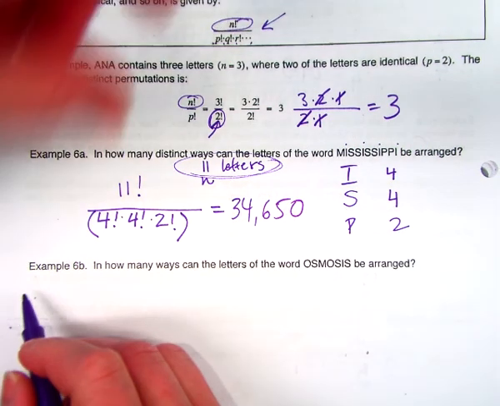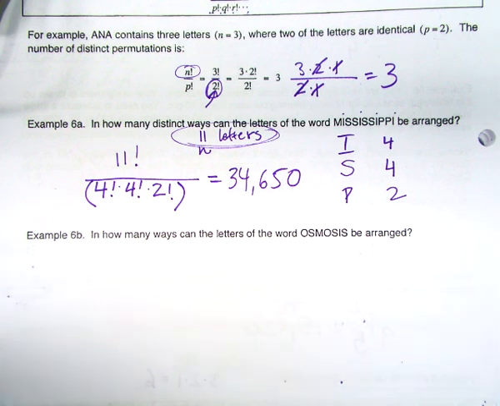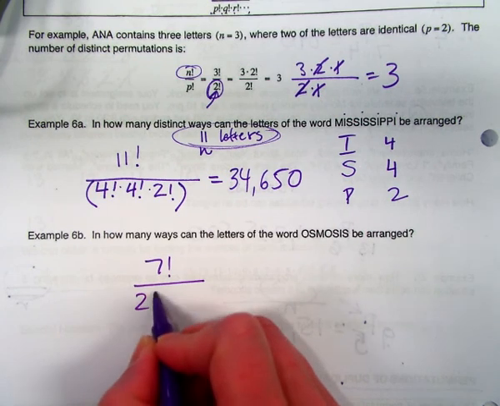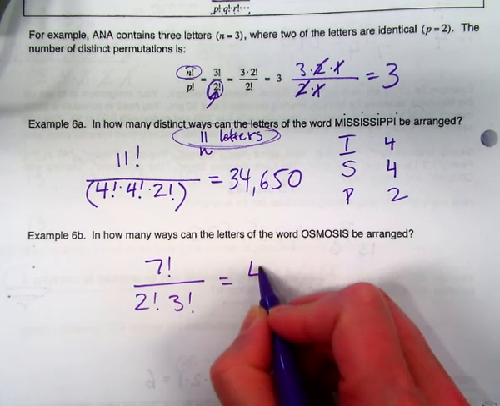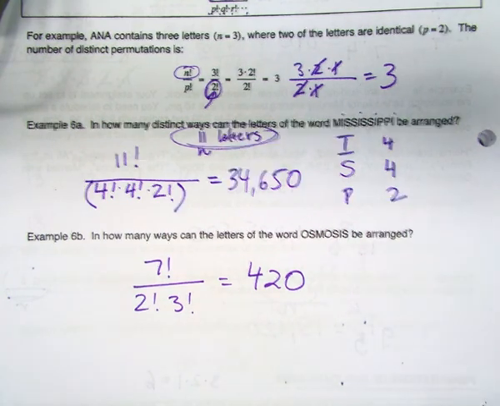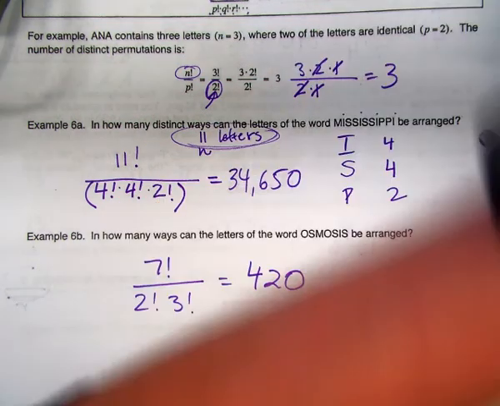All right, try example 6B. Why don't you count the letters and count the repeating items? All right, check that you got 420.